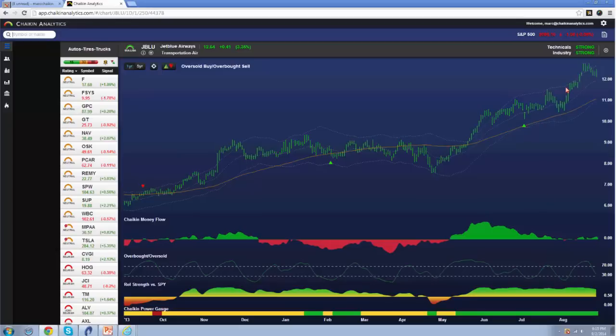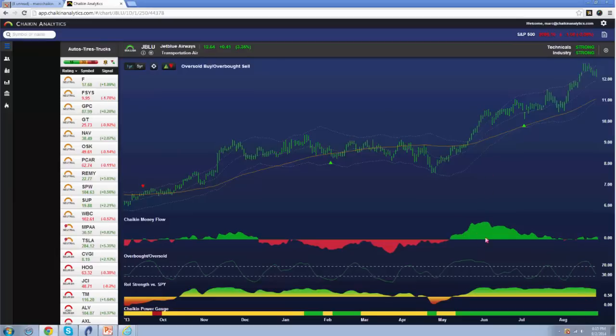So, there are 5,000 stocks to trade or invest in. You don't have to buy a Ford. You don't have to buy a Whole Foods or a Coach. I like to look for the stocks where everything is in gear. So bullish power gauge, relative strength strong. Obviously, there's a lot of buying.